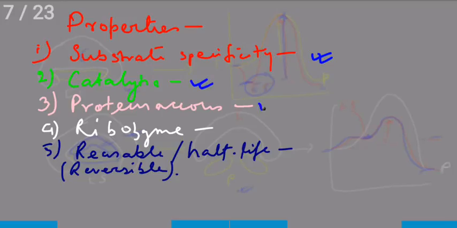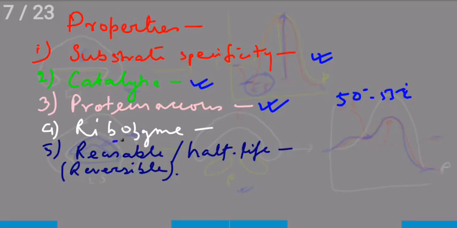Enzymes are proteinaceous. Not always, but in 99% of cases they are proteins, because it has been found that if you increase the temperature beyond 50 degrees centigrade, maybe 55 degrees centigrade, for some time, most enzymes get denatured and become inactive.